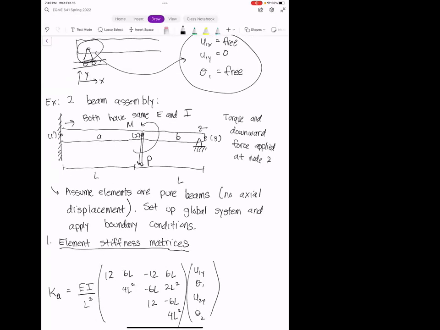In order to account for both transverse and axial displacement, we need a new element type, and that element type is called frames. Frame elements are what we cover next. Frames are the most flexible element type, and they can deform in any way. But with beams, we're only concerned with transverse displacement and rotations.